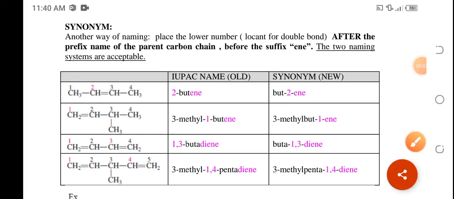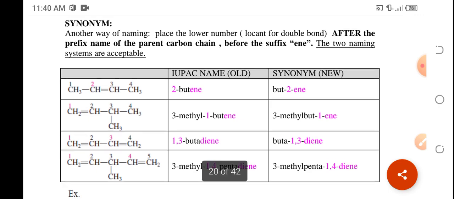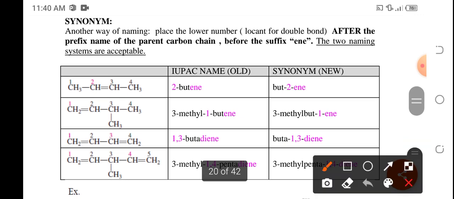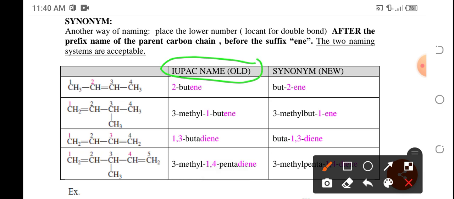Okay, meron ding other way of naming alkene. Okay, bali dalawa yung method. Yung kaninang diniscuss natin, yung sa unang video, is the old naming system. Okay, so old IUPAC name, this is 2-butene. Okay, so this is the structure of 2-butene. The double bond is between second and third of that hydrocarbon butene.